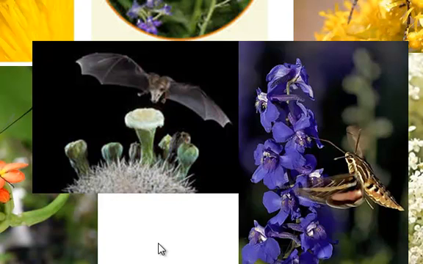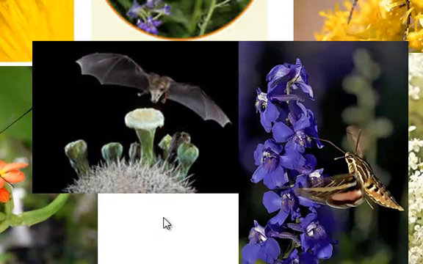Pollination, of course, allows plants to have sex. An unpollinated flower shrivels up and falls off. A pollinated flower develops into a fruit which contains seeds, which allows the plant species to perpetuate itself.